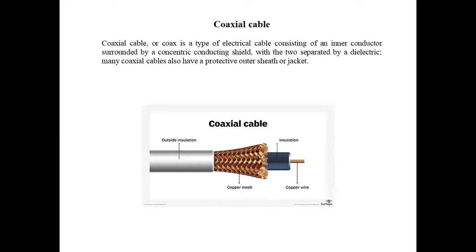As we discussed in the transmission media, in depth about the coaxial cable and the meaning of the cables, but still we start with this. Okay, let's start with the coaxial cable. Coaxial cable, or coax, is a type of electrical cable consisting of an inner conductor surrounded by a concentric conducting shield, with the two separated by a dielectric. Many coaxial cables also have a protective outer shield or a jacket.